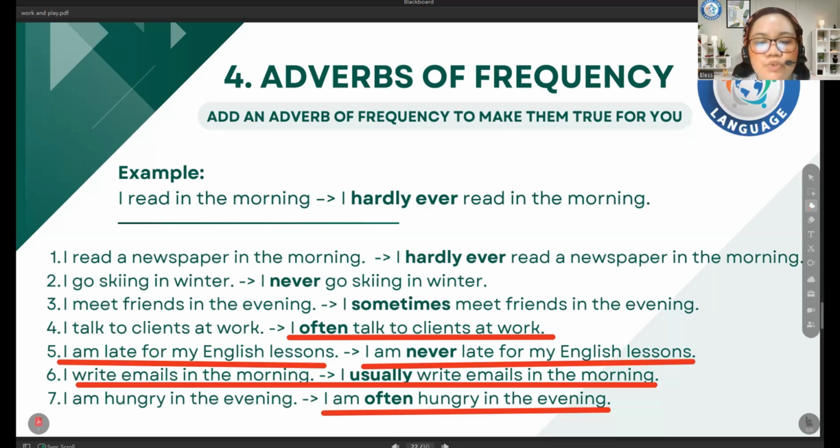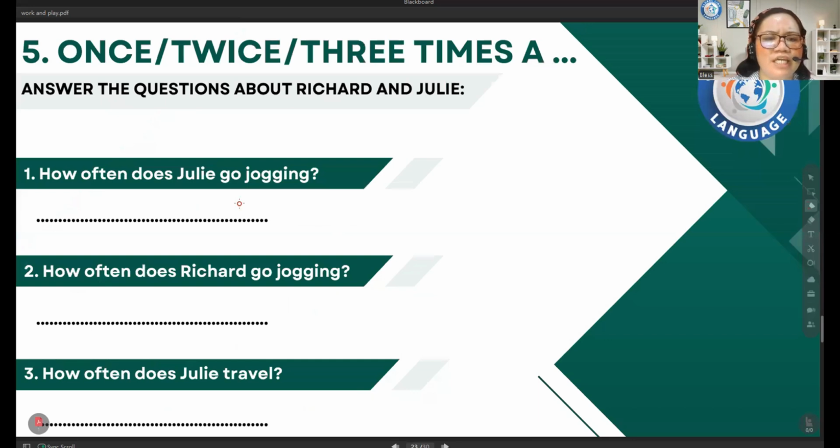Okay, now let us go to the next slide. Here, once, thrice, three times, a blank. Here, how often does Julie go jogging? I'll give you 10 seconds to answer. Number two, how often does Richard go jogging? Another 10 seconds. And how often does Julie travel? So I will give you enough time to answer this. This is a total of 90 seconds, so more or less 2 minutes. Your 2 minutes start now.